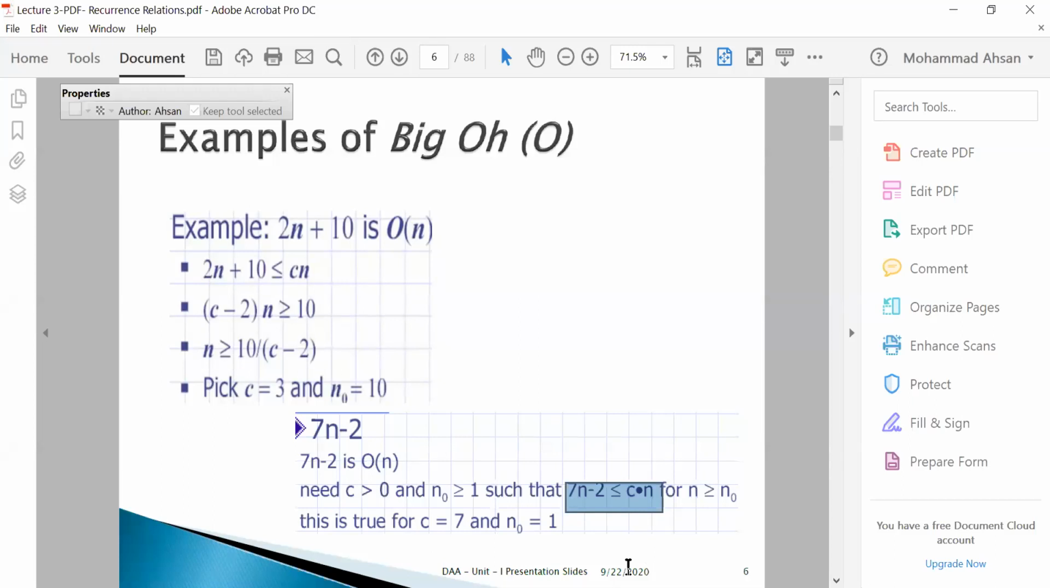7n minus 2. Let's do it on the whiteboard. Okay, somebody wants to do it. You can do it. Please go ahead.